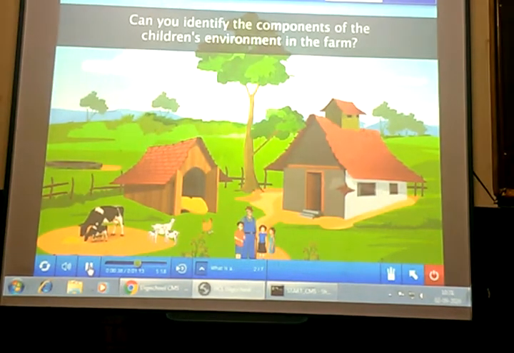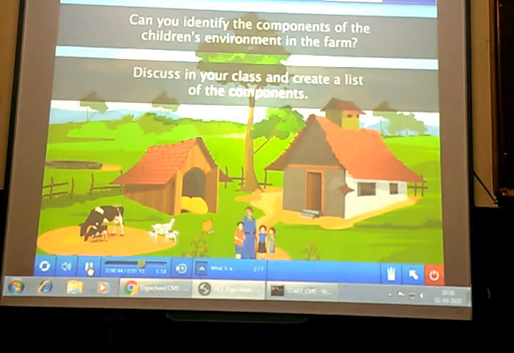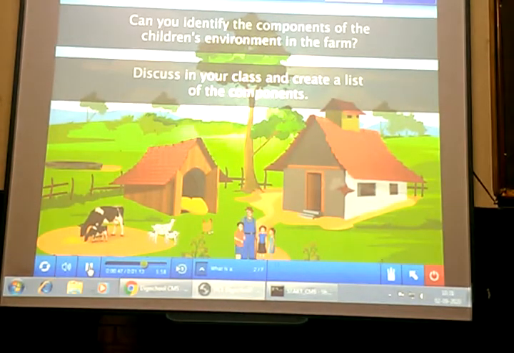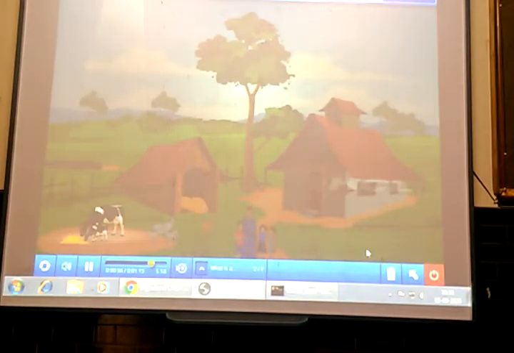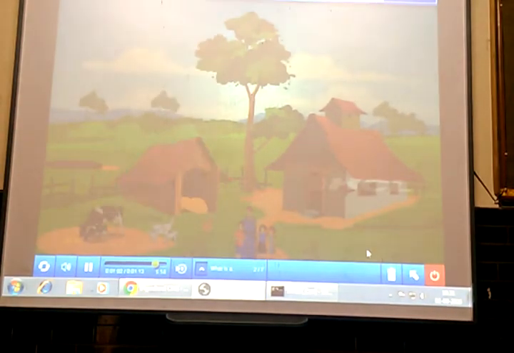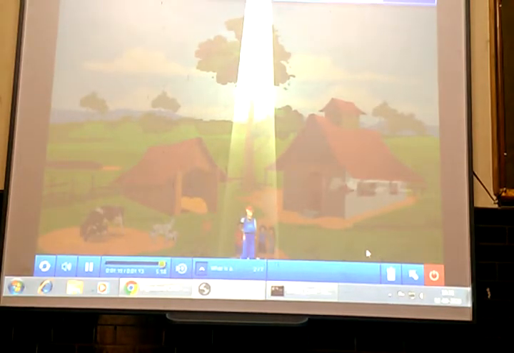Can you identify the components of the children's environment in the farm? Discuss in your class and create a list of the components. After the discussion, click the Continue button to check your answer. The cows, hens, goats, trees, farmhouse and grass are all the components of your current environment. Why, even I form a part of your environment.